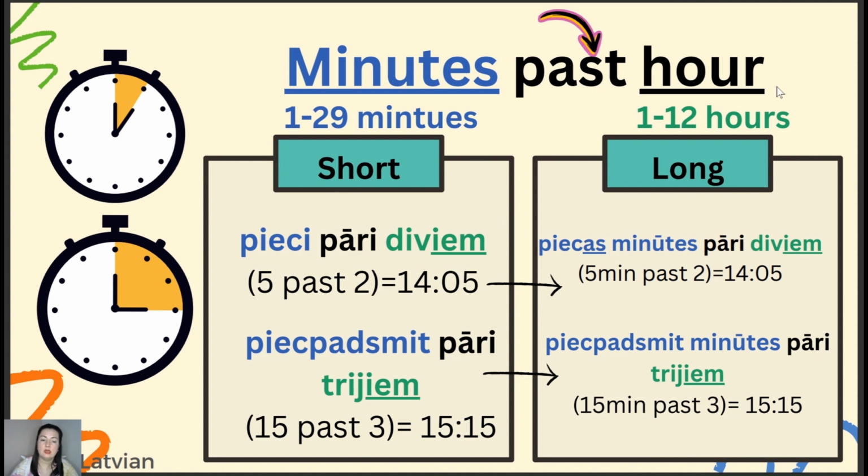And the long version and more difficult, complicated version, it is with minutes, because when the word minute comes in the place, you would need to conjugate some of the words again. 5 minūtes pāri 2. 5 minutes past 2, or 14:05. So just adding one word minutes, you already need to conjugate word piecas. And the next example, there is no conjugation in place because of word 15 we are not conjugating. So just simply 15 minūtes pāri 3.